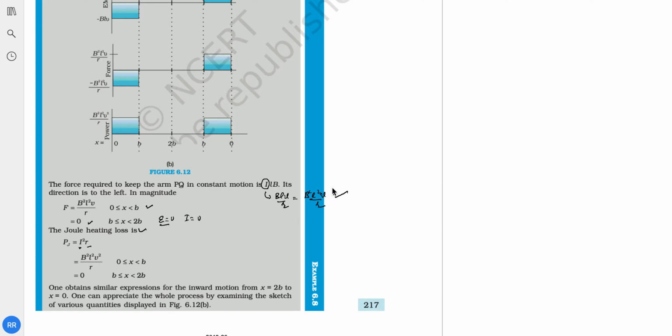This is force. This is not I. This is force now. This is only I. Okay. So this is B square L square V square upon R for this region, and this is power dissipation. It is equal to 0, because in the region from b to 2b, करंट नहीं है. यदि करंट नहीं है तो पावर डिसिपेशन भी नहीं होगा.